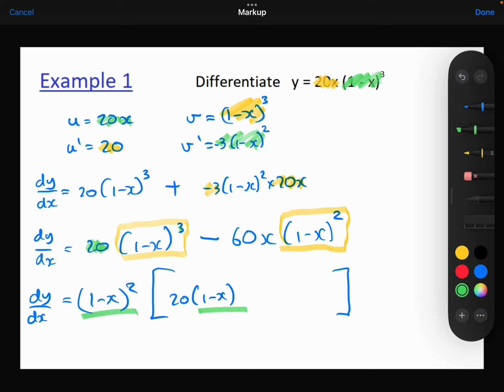So this times this gives the 1 minus x cubed with the 20 at the front. Then from the second term, we've still got the minus 60x there. Then I noticed that I could factorise out the 20 as well. There's a 20 in there, there's a 20 in there. So I'm also going to factorise 20 out.